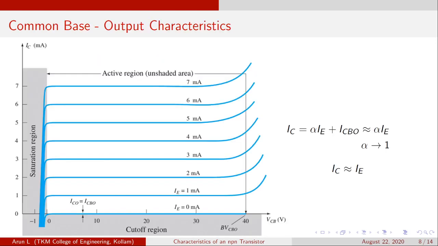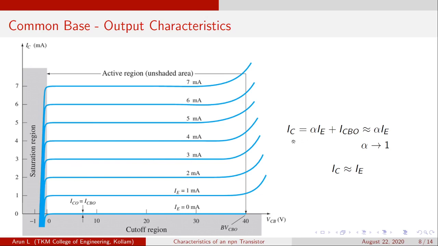Now we will discuss the output characteristics of common base configuration. As the name indicates, the x-axis will be an output quantity, output voltage VCB, and the y-axis is output current IC, and we will plot the variation of IC versus VCB for constant input current. Input current is IE. So you can see different curves for different values of IE. Say for IE equal to 3 milliampere, you have this particular curve. So why is this particular shape coming?